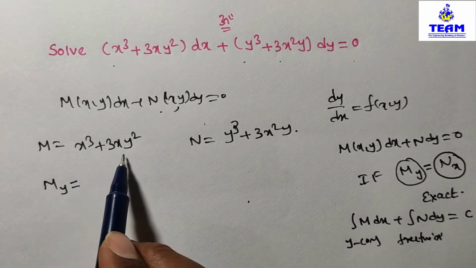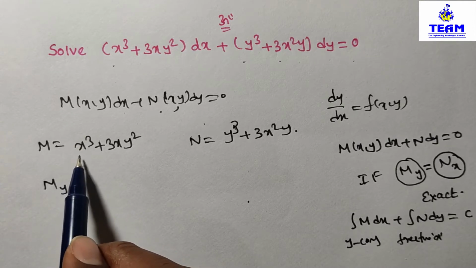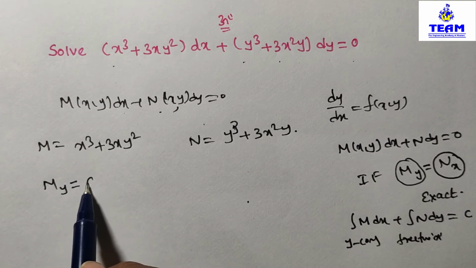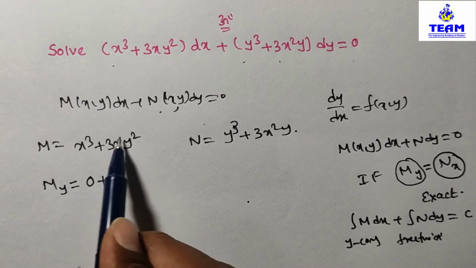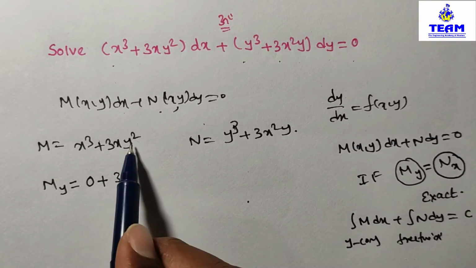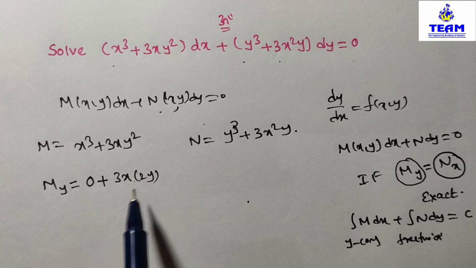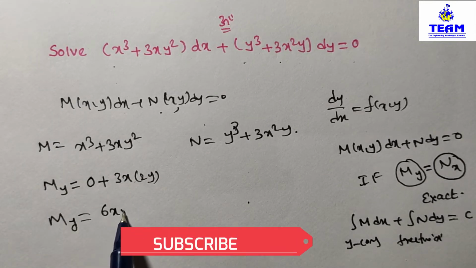Here you have a sum of two terms. You tell me, is the first a y term? No. Does it contain y? No. So it is independent of y, and this derivative will be 0, plus. Here you have 3xy². This is a y term. 3x is a constant while differentiating partially with respect to y. The derivative of y² is 2y. So finally ∂M/∂y we are getting is 6xy.